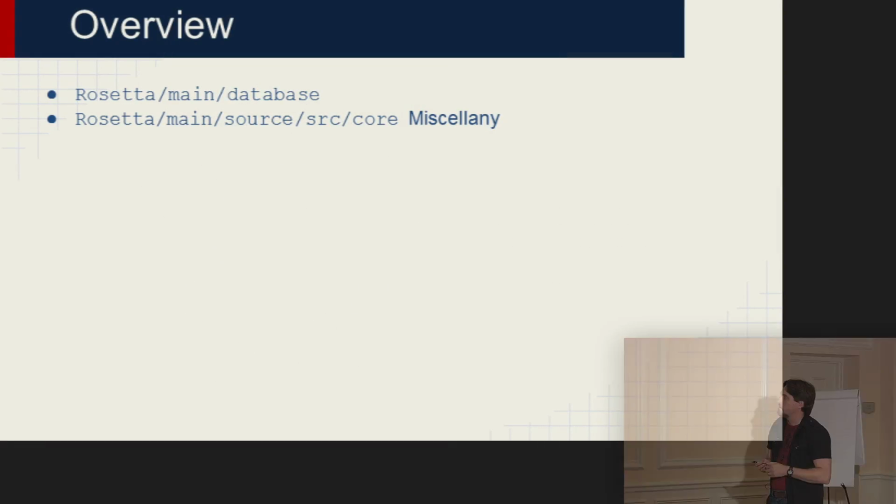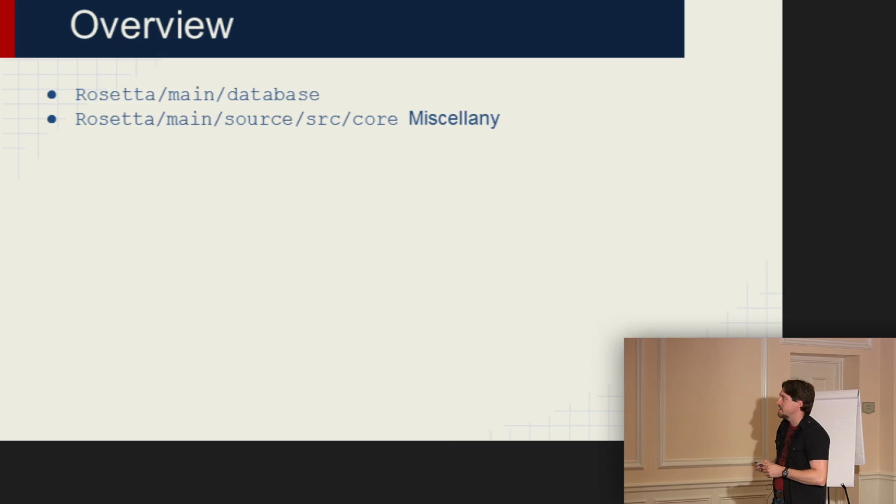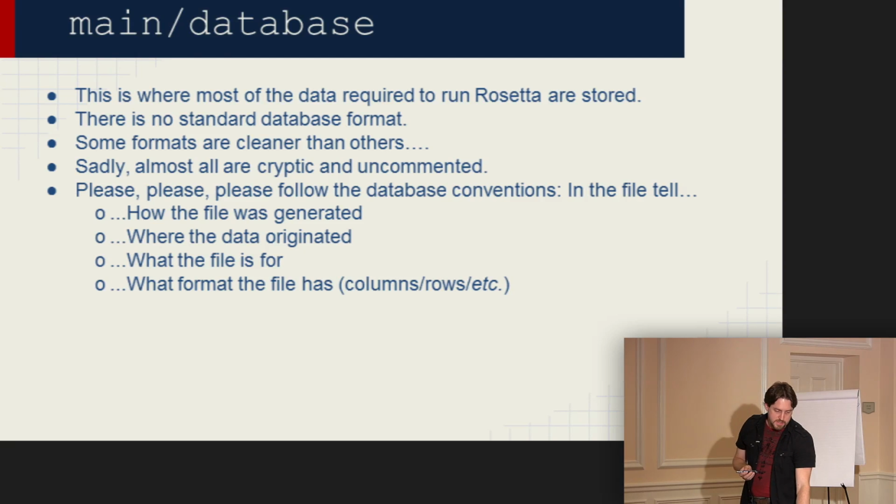We'll be talking not really about the source code library, but about the Rosetta database, which is where we're going to store most of the data that we require to run Rosetta. The database has no standard format. These are all just text files, and generally whoever wrote the code to read this data from the database is the person who wrote the format for the database.